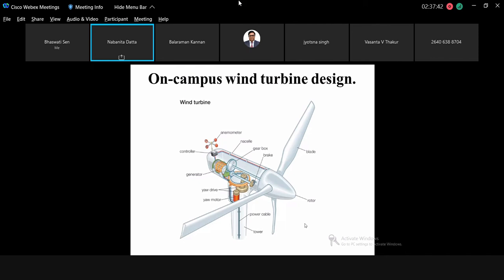So, what we decided was, on campus, we'll build a small wind turbine. Let's start from scratch. We don't know anything, but we have to start from somewhere. So let's start from scratch. So that's what we thought, that let's understand how to make a wind turbine by understanding its design and then slowly move into production. So this is what the basic parts of a wind turbine look like.